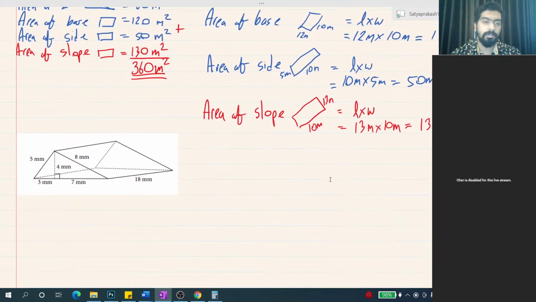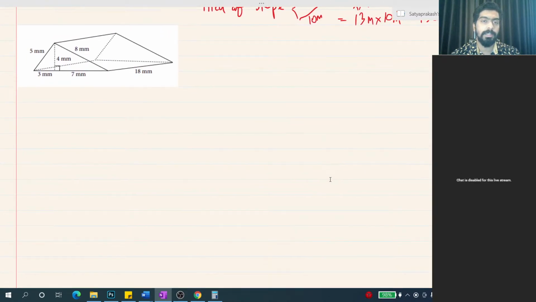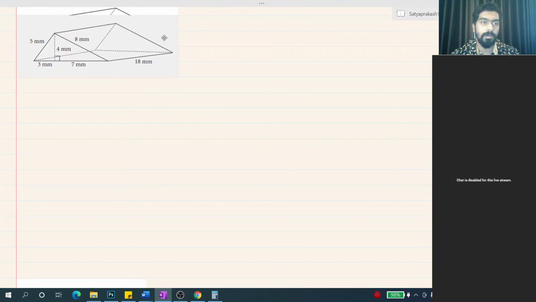Alright guys, now let us go to the third one right here. I'm going to give you a few minutes to start off. Find the total surface area of this question and then we'll do it together. You got the correct answer? Good job. Very, very good.